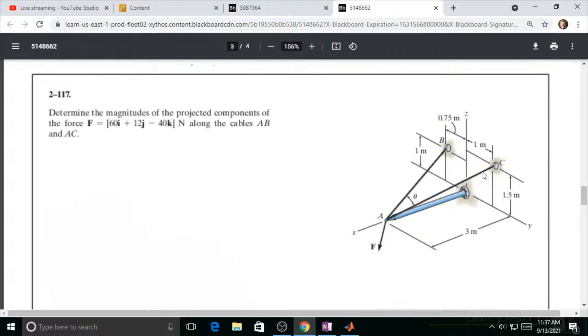This one's a lot easier because you've got 1.75, 1, and 1.5, and then you got 3 meters. It says, determine the magnitude of the projected components of the force, which he gives you, along the cable AB. Aha. So this one probably needs to be done.